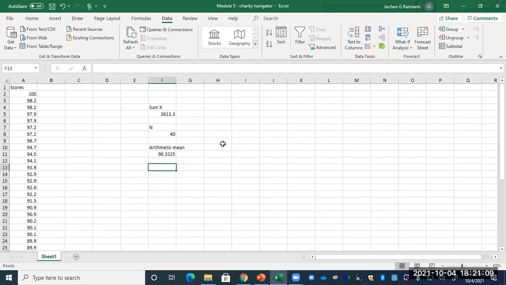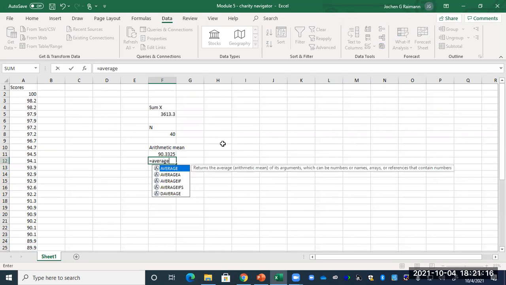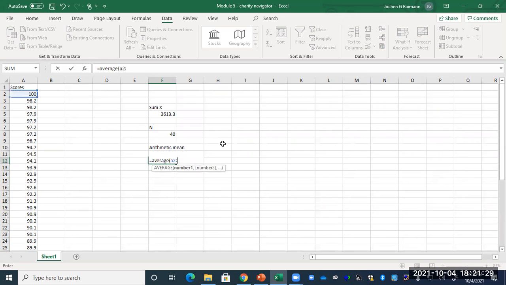Yeah, okay, very good. An alternate approach to this is that the arithmetic mean can also be calculated with the internal function of Excel, which is the average function. It's quite intuitive. It's average A2 to A41. It gives you the exact same thing, and we've confirmed that Excel is doing it correctly. So it's average A2 to A41.